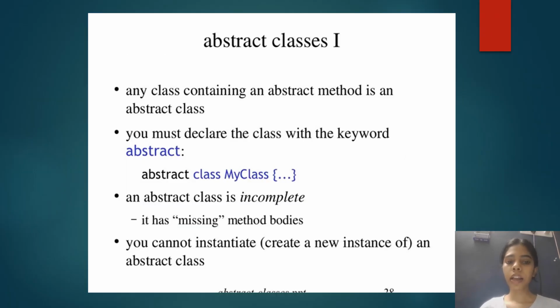Abstract class. Any class containing an abstract method is an abstract class. We must declare the class with a keyword called abstract. For example, let us take abstract class MyClass. An abstract class is incomplete. It has missing method bodies. You cannot instantiate an abstract class.